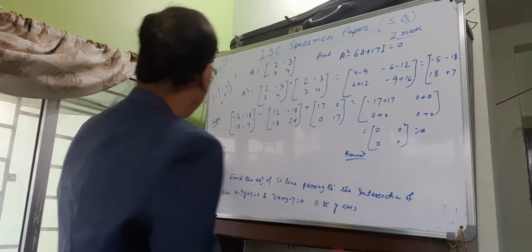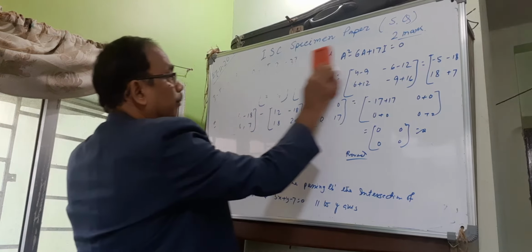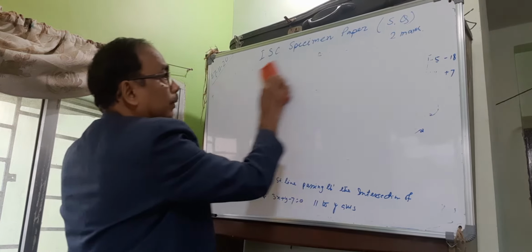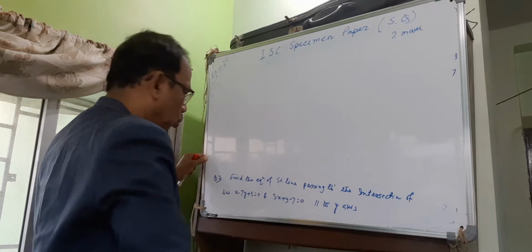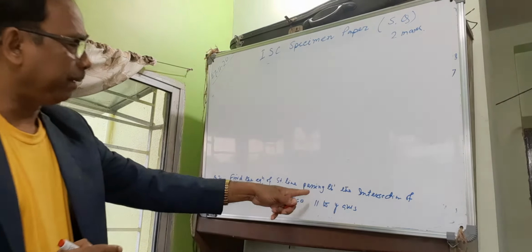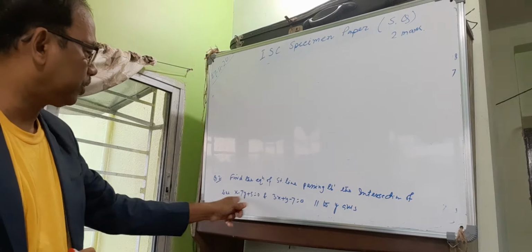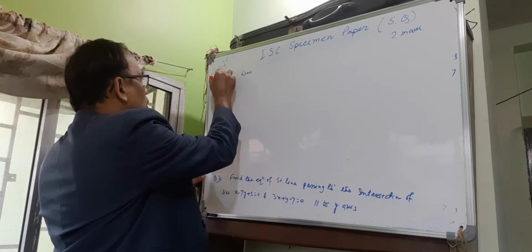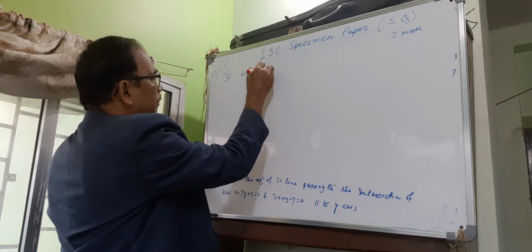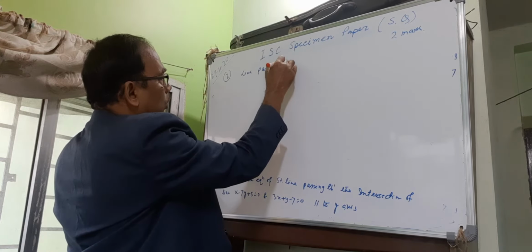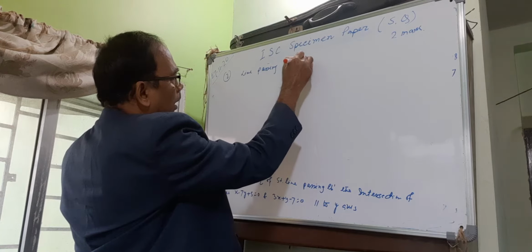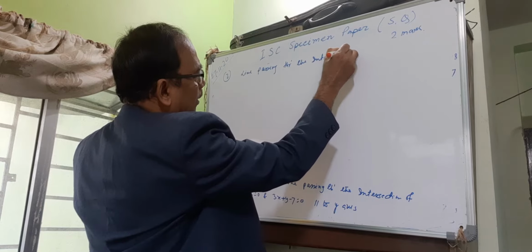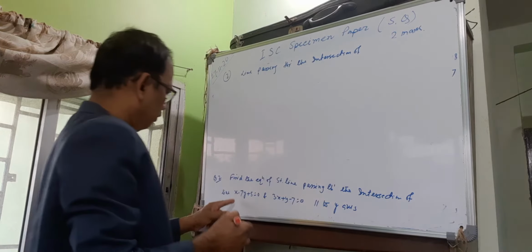Next, sum number 2. Here, find the equation of a straight line passing through the intersection of this and this.